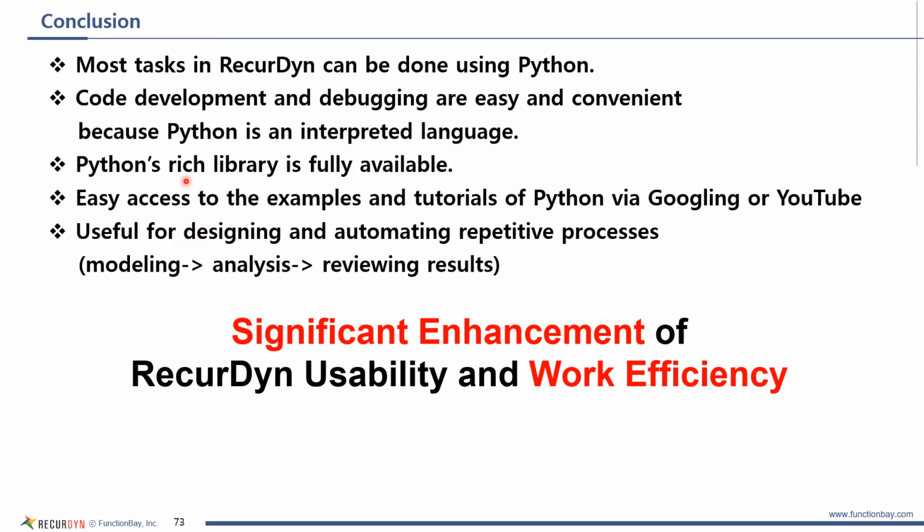Also, you can easily access many examples and tutorials of Python via Googling or YouTube. In the case of dynamic simulation, the individual analysis time is relatively short. However, it is often necessary to identify tendencies through repetitive simulations, so the total analysis time can be long. In this case, the efficiency of these repetitive tasks can be greatly improved by using Python script. I hope all users will fully benefit from these features while working on RecurDyn.